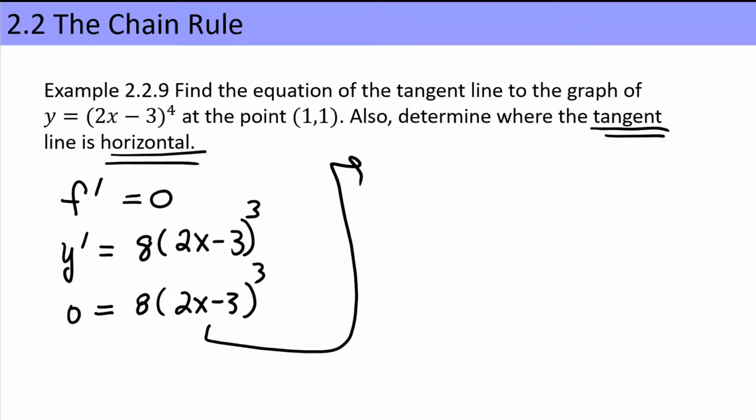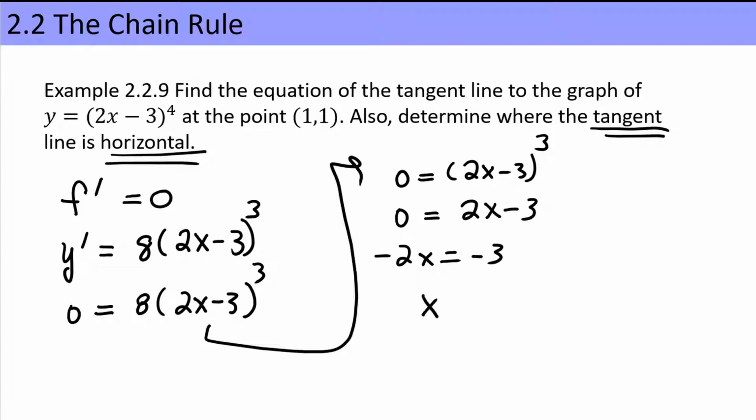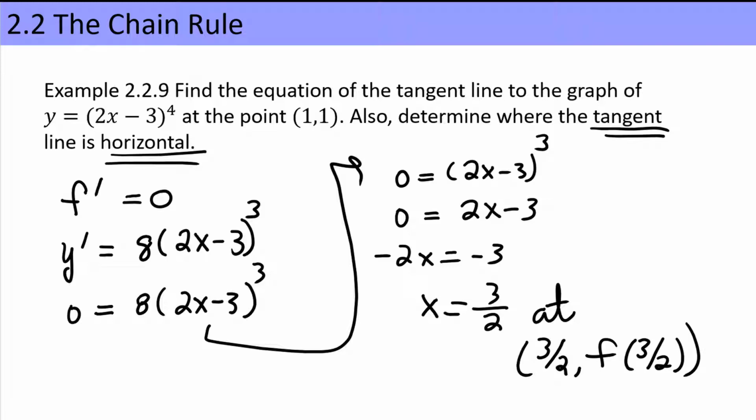Let's divide by 8 on both sides. Then we get 0 equals 2x minus 3 cubed. Now we need to take the cube root of both sides. So let's see, the cube root of 0 is 0, and we get the linear equation 2x minus 3 equals 0. Now we can solve for x. That is, we got 2x equals 3, so x equals positive 3 halves. So at 3 halves, we have a tangent line that is horizontal to this graph.